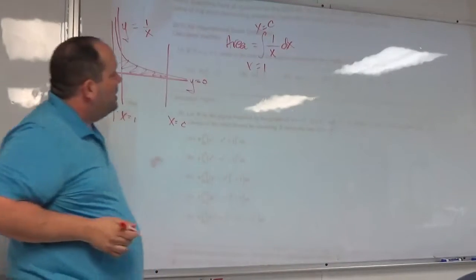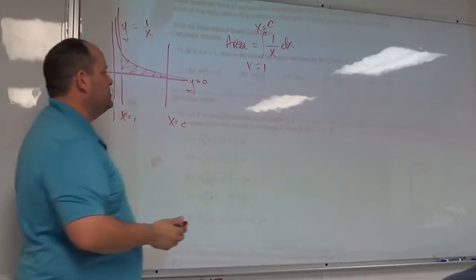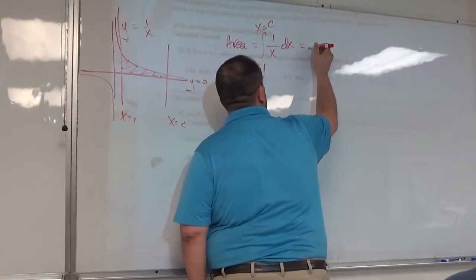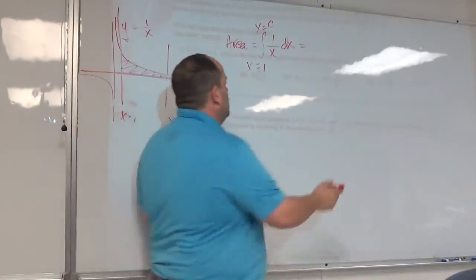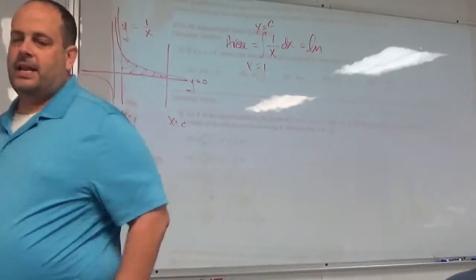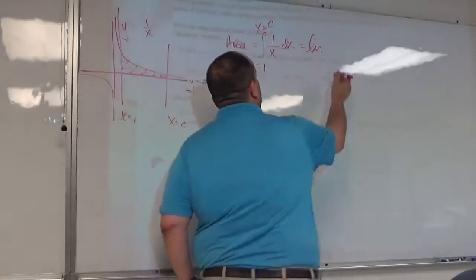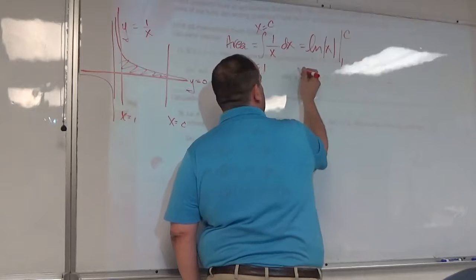You're integrating from 1 to c. So the integral of 1 over x with respect to x from 1 to c. The integral of 1 over x, everybody needs to know. You have to remember your integration formulas here. Integral of 1 over x. Not natural log of x. Natural log of the absolute value of x. You have to have the absolute value bars in there. Natural log of the absolute value of x from 1 to c.